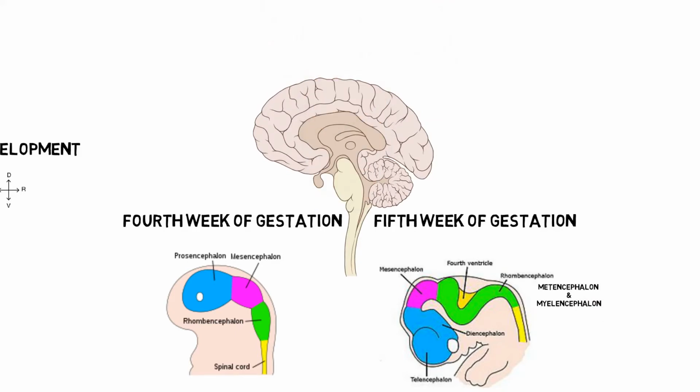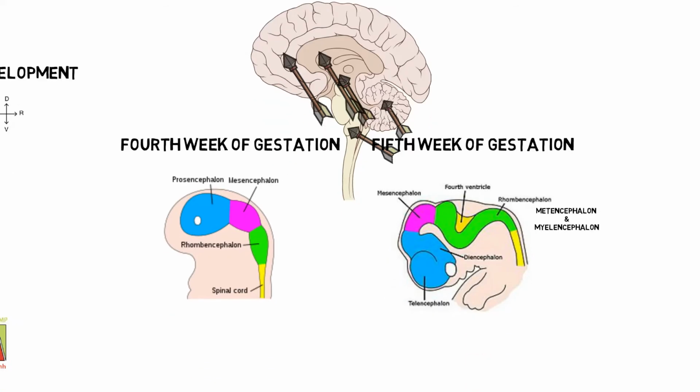The telencephalon morphs into the cerebral cortex, basal ganglia, and amygdala. The diencephalon morphs into the thalamus, hypothalamus, and produces two bulges that become the retina. The mesencephalon is the midbrain. The metencephalon becomes the pons and cerebellum, and the myelencephalon morphs into the medulla.